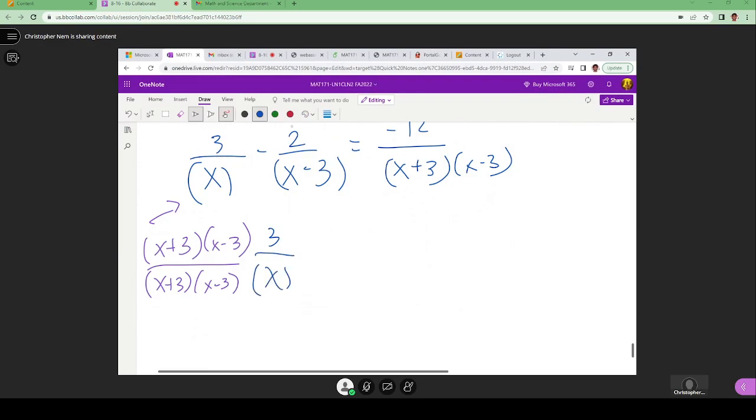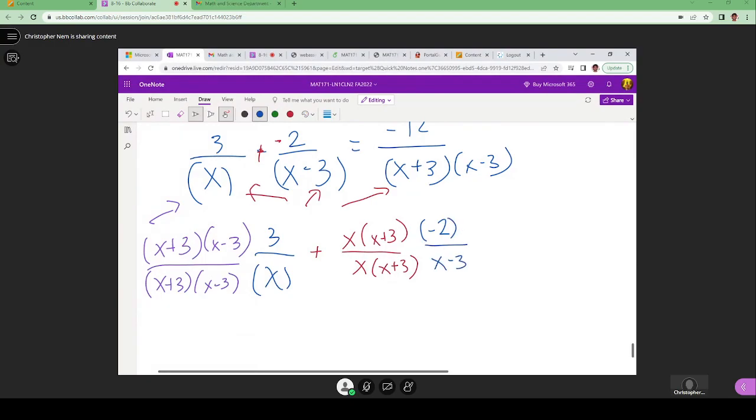Good. The second one, well, this is subtraction. Let's turn the subtraction into negative, so the problem becomes addition. That way I don't deal with subtraction. I hate dealing with subtraction. The second one has an x minus 3. It is missing an x plus 3 and an x. So why not multiply the second one by x times x plus 3, and this is going to be negative 2 all over x minus 3.